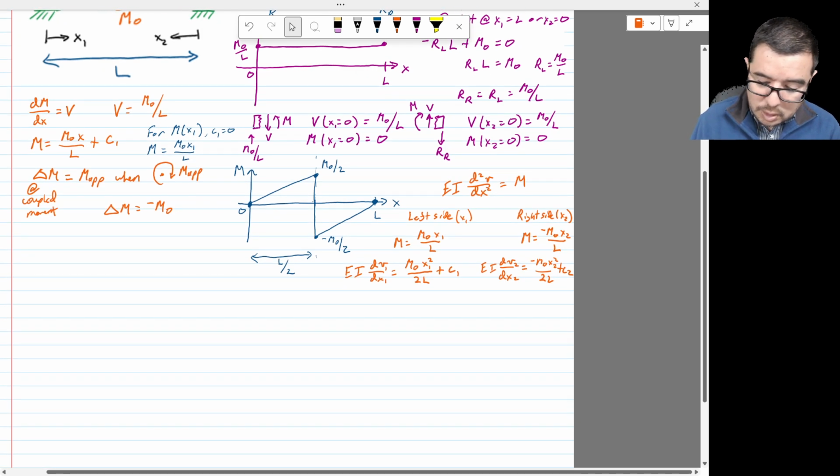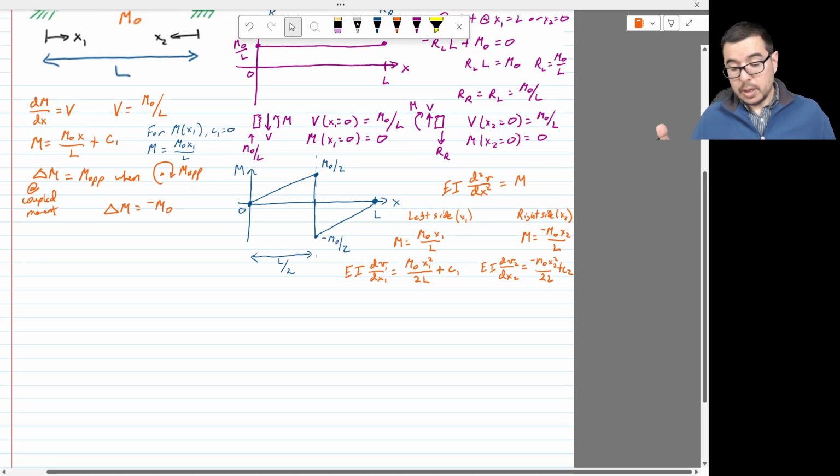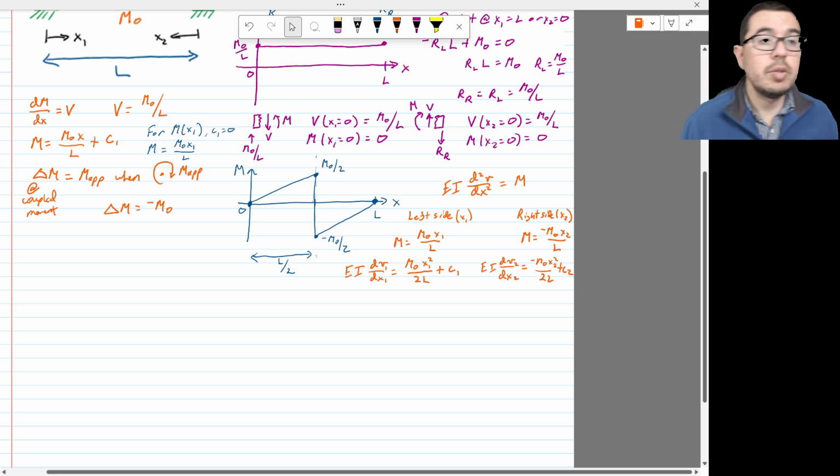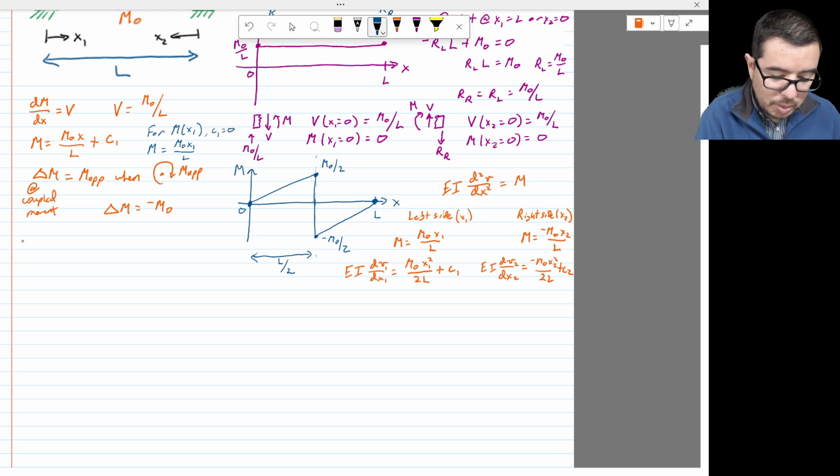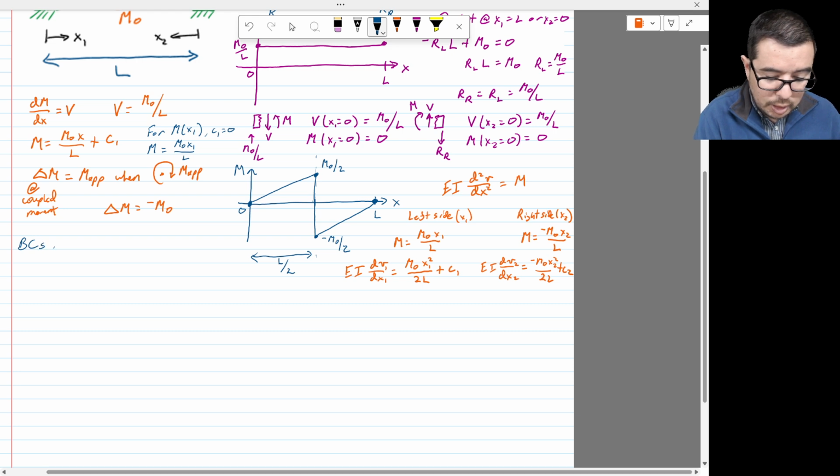And how do I solve for C1? How do I solve for C2? This is maybe something that we can think about now, or we can get to a little bit later, but I haven't named any boundary conditions. So let's talk about those boundary conditions before we go further. Okay, so boundary conditions, and also continuity conditions.